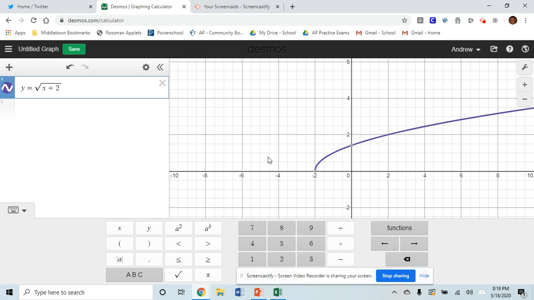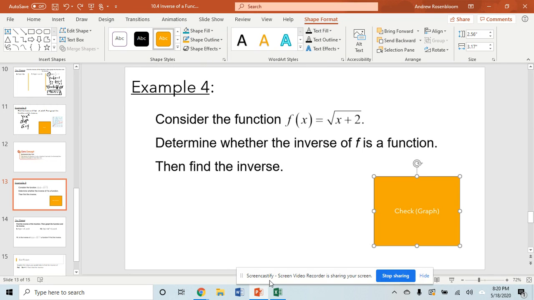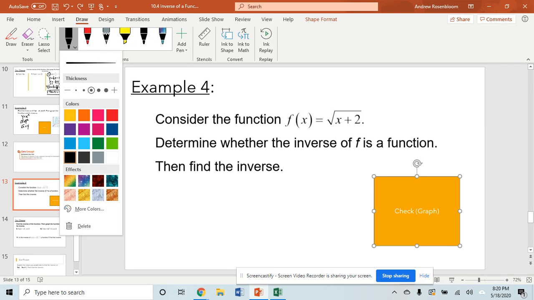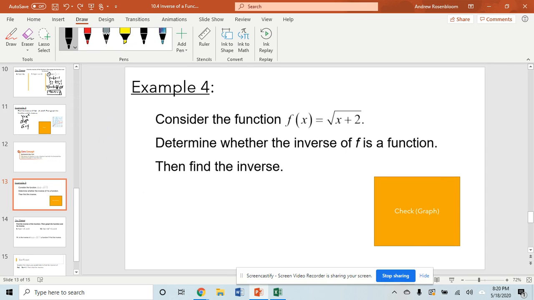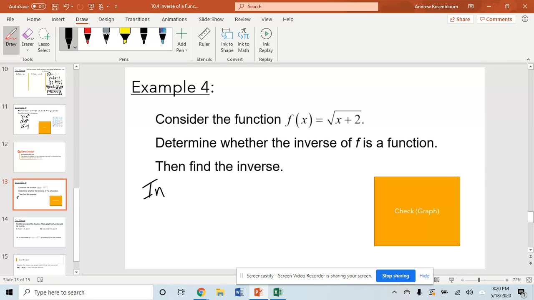Now I'm doing a horizontal line test. So remember, we had the vertical line test. Now we have a horizontal line test. I can see that it's not going to cross in any more than one spot if I draw in some horizontal lines in here. So I know that the inverse is a function. Okay, so the inverse is definitely a function here. Why is it a function? Because it passes the horizontal line test. So the inverse is a function, and we know that because of the horizontal line test.